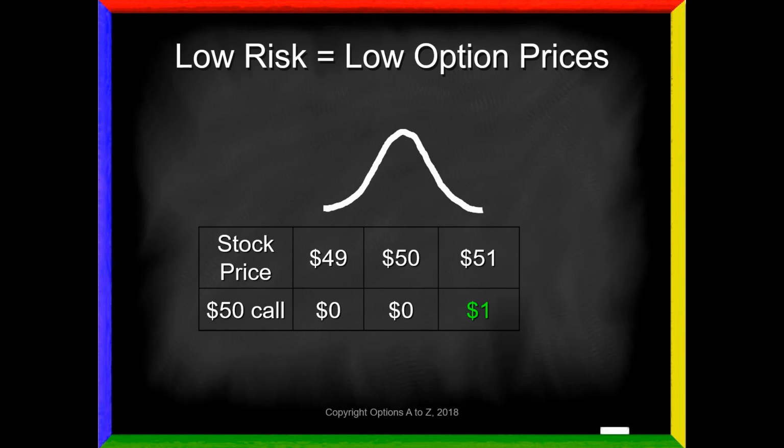If the stock hits 49, it's worth 0. Stock's at 50, the option's worth 0. And if it gets to 51, it's worth $1. Yeah, there'll be some little pennies in there if it closes somewhere between 50 and 51. But overall, this option just doesn't have the ability to be worth much money.